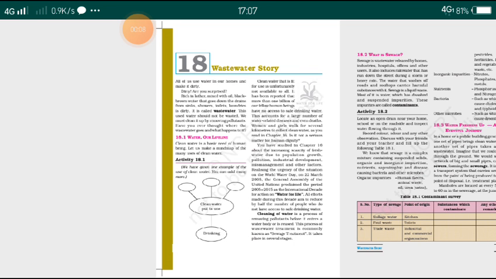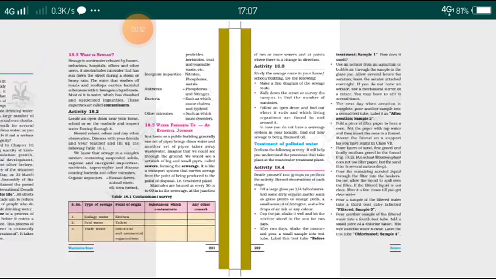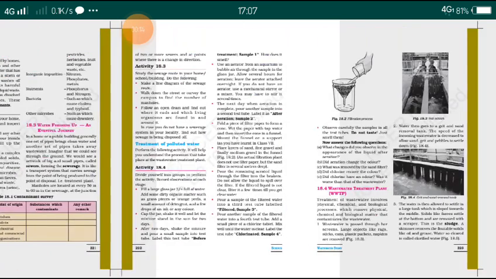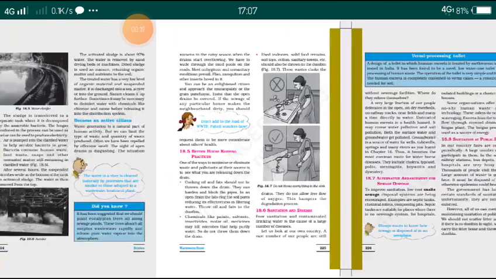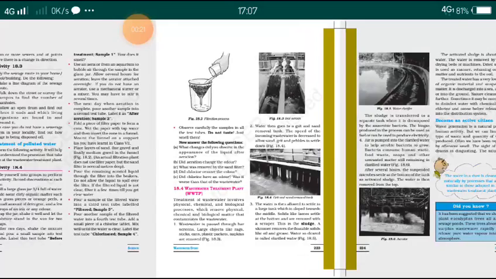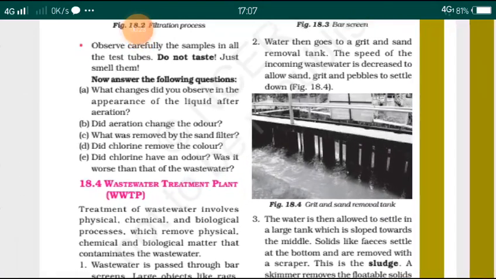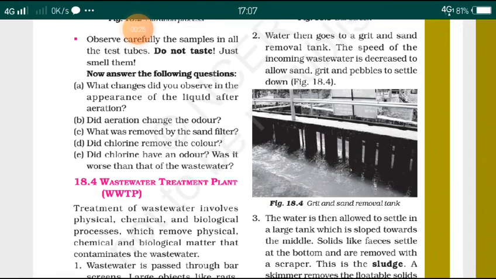Standard 7, subject science, Chapter number 18, Wastewater Story. In the previous lecture we studied samples 1 and 2. Now in this video we study the wastewater treatment plant, WWTP.